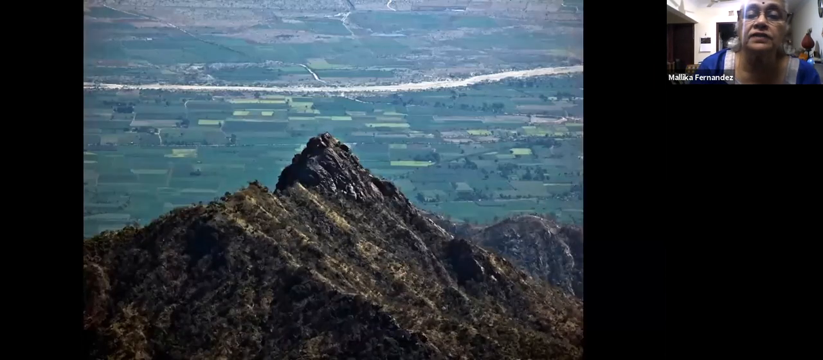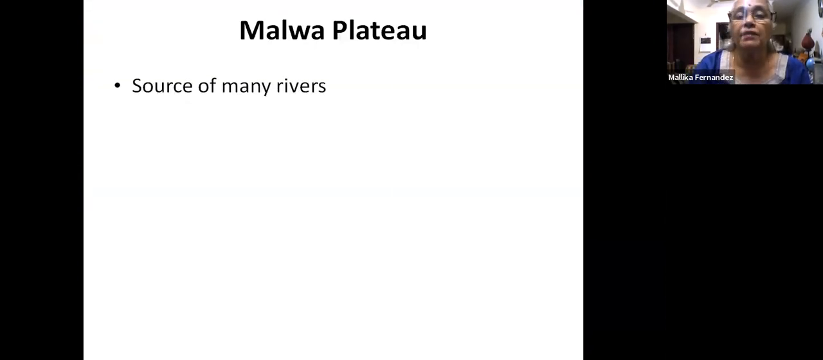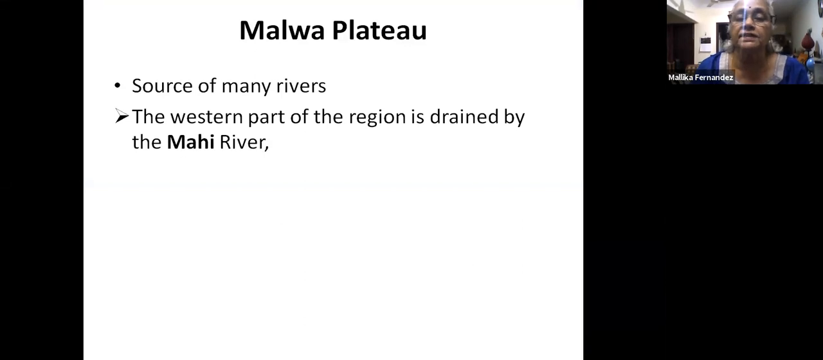Okay, and that is Guru Shikhar, which is the highest point in that region. They have a temple there at the top, and you can see this is the portion of the Malwa Plateau, which is quite well developed agriculturally. On the western side, it is a desert. Okay. So the Malwa Plateau is the source of many rivers.